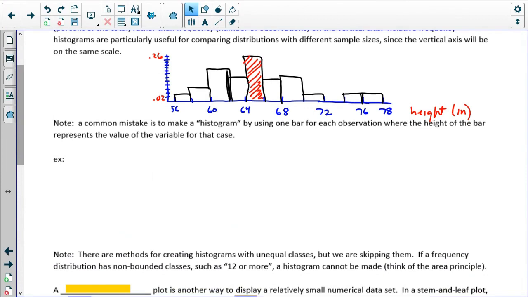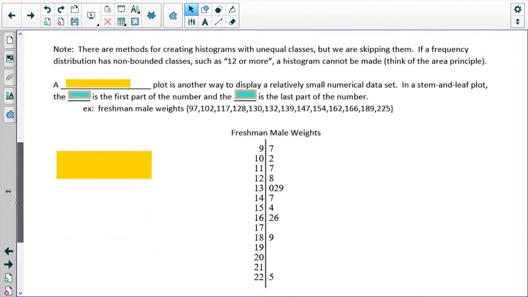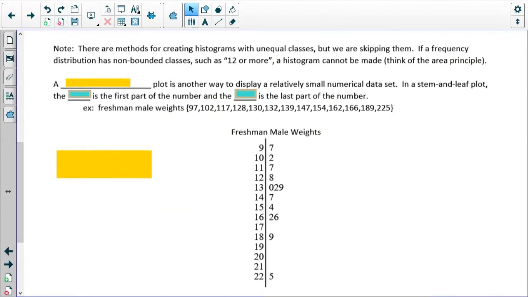Note, a common mistake is to make a histogram by using one bar for each observation, where the height of the bar represents the value of the variable. That's a common mistake, but it's so hard for me to even visualize because I've been doing them correctly for so long that I don't even know what it looks like. So I'm not going to show you so that you don't mess it up. There are methods for creating histograms with unequal classes, so like different bin sizes, but we're not going to do that.